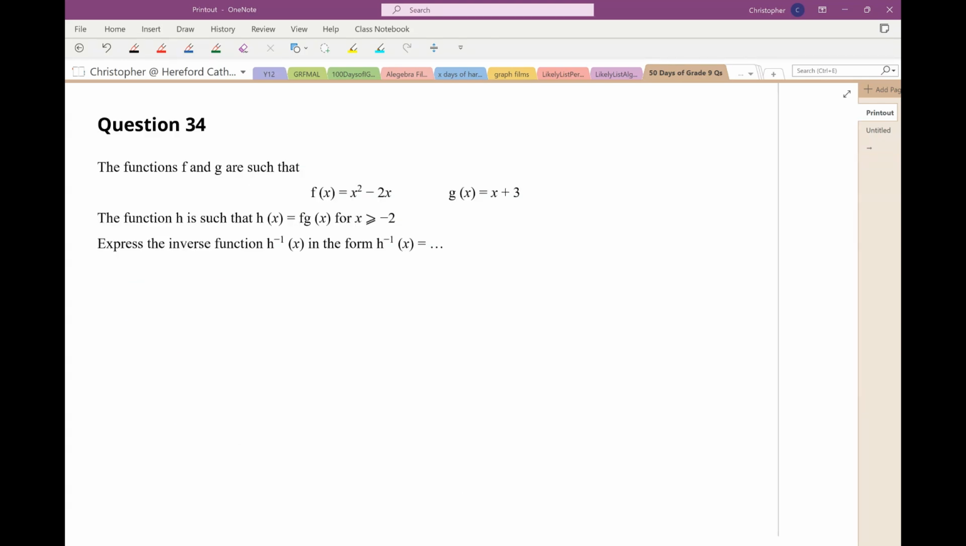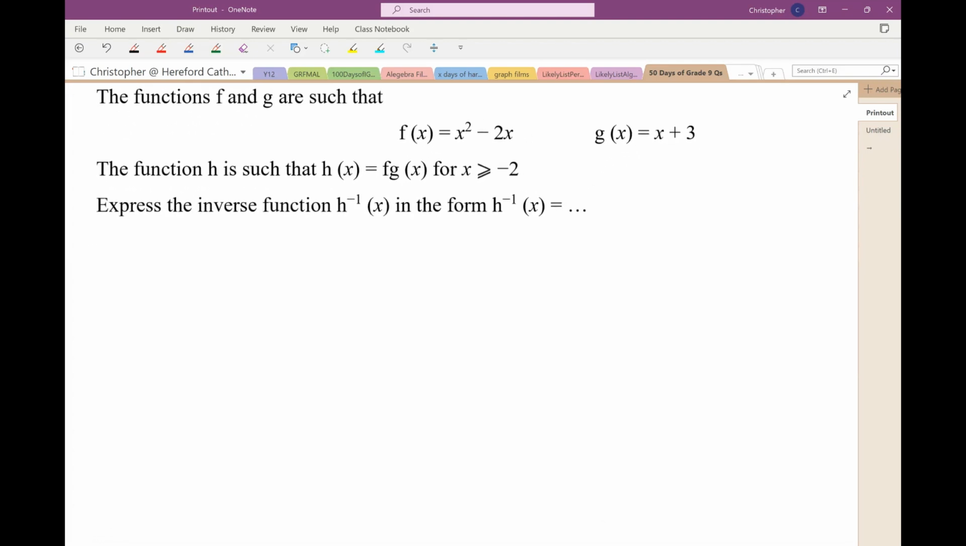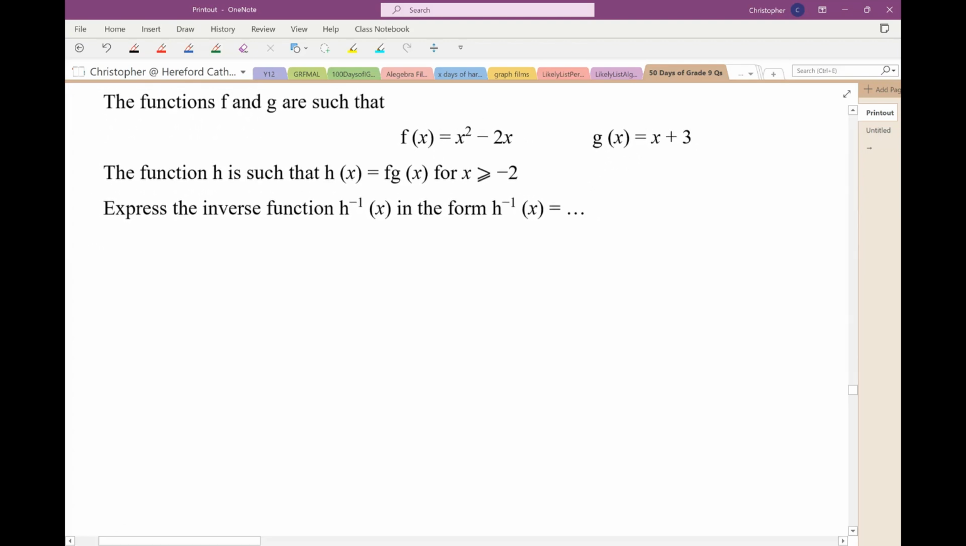Question 34. Right, functions. The functions f and g are defined for you there, and the function h is such that h of x equals fg of x. Aha, for x is greater than or equal to minus 2. Express the inverse function, h minus 1 of x. Okay, so first of all, we better find out what h of x is algebraically.